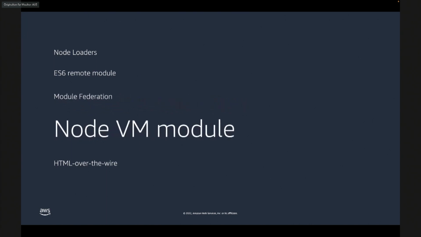Another option is Node VM modules. That is stable. It's an API that has been available in Node for a while. What it allows you to do is take a remote chunk of JavaScript and squeeze it inside your virtual machine, or VM, in Node, treating that external code like it's code that you have written inside your application.